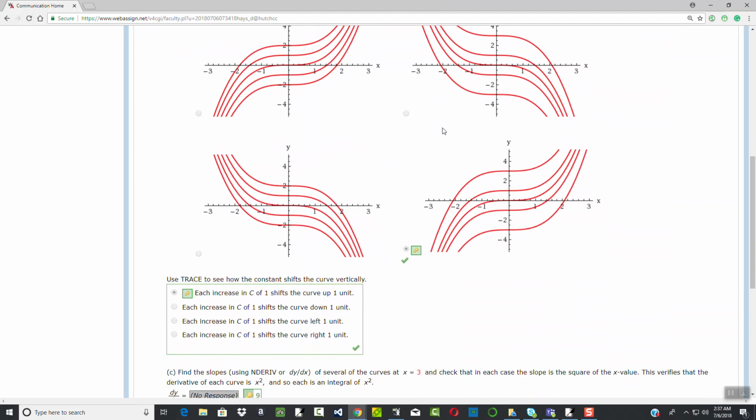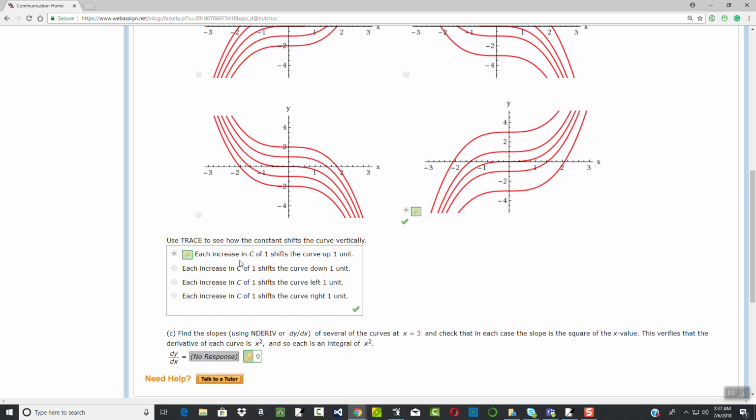Then this talks about what these represent. Each increase in c of one shifts a curve up 1 unit. You see these are shifted up 1. You might say, well, they're shifted up 2. Well, each one of these little tick marks represents 0.5. And it says find the slopes of several of the curves at x equals 3, and check that in each case the slope is the square of the x value. This verifies the derivative of each curve is x squared, and so each integral is of x squared.